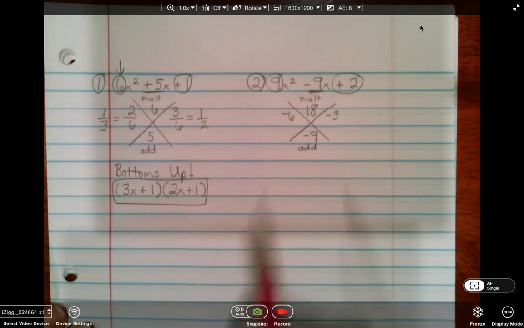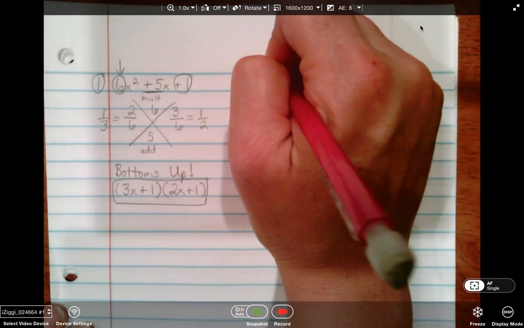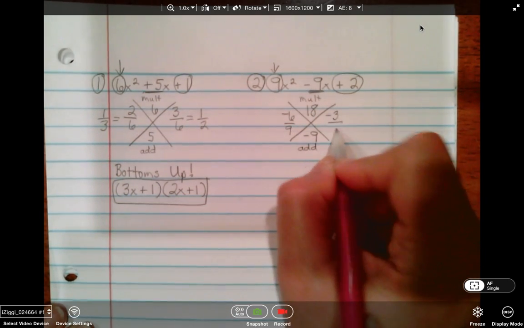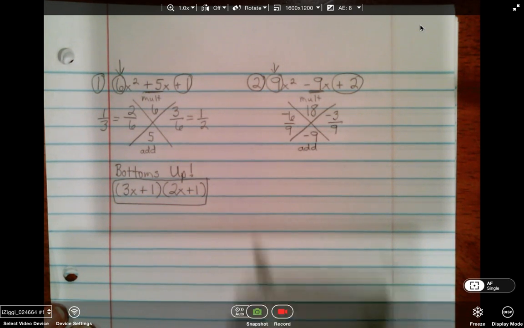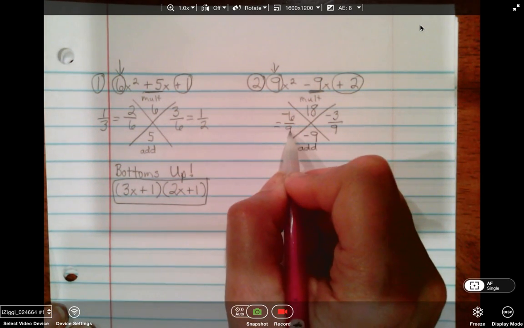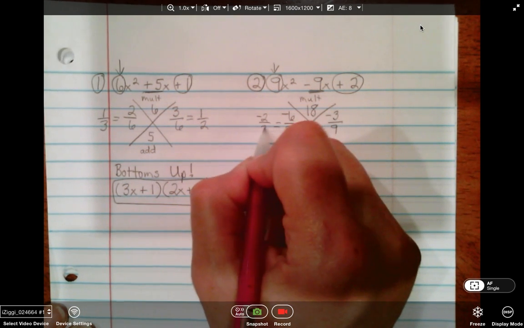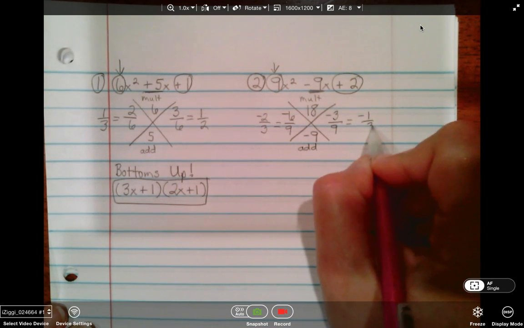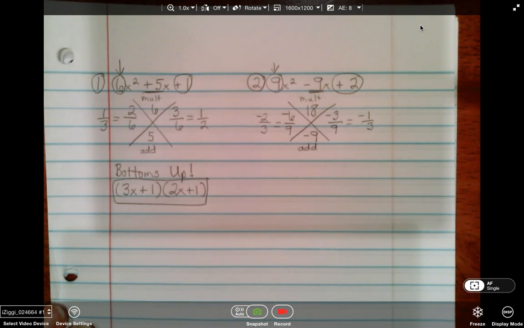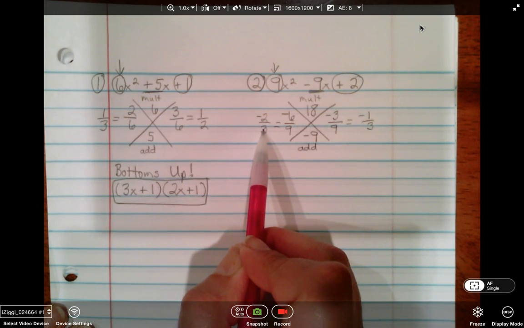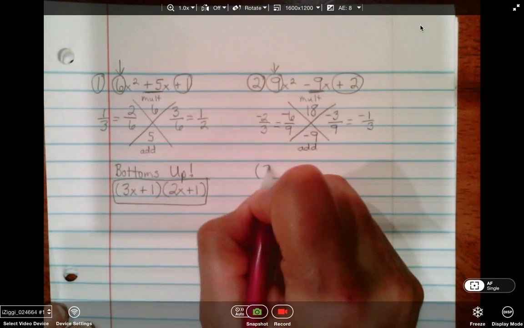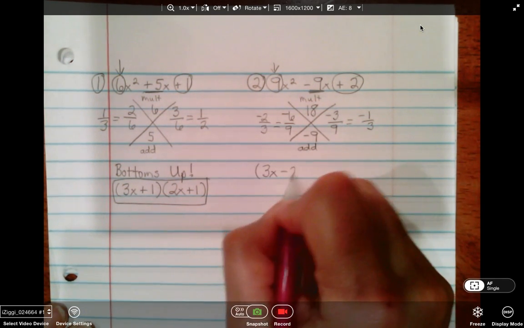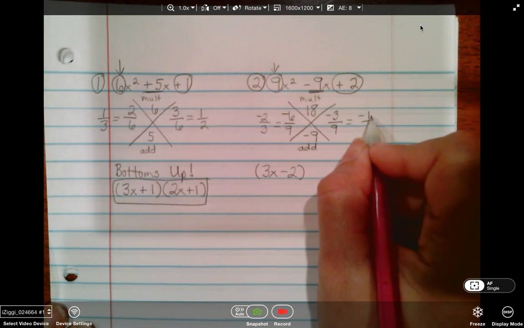Now I'm going to take both of these numbers, 6 and 3, and I'm going to divide by the number in front of x squared. So that number in front of x squared is 9. Reduce these fractions if possible. Negative 6 over 9 reduces to negative 2 over 3, and negative 3 over 9 reduces to negative 1 over 3. Now you're going to do your bottoms up again. The bottom of the fraction goes up in front of the x. So this becomes 3x minus 2, because that's negative 2, times 3x minus 1.